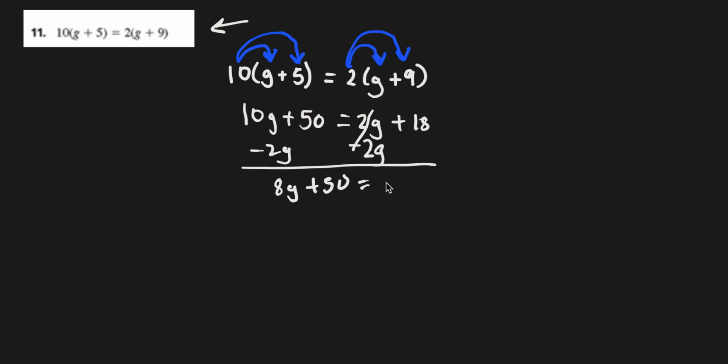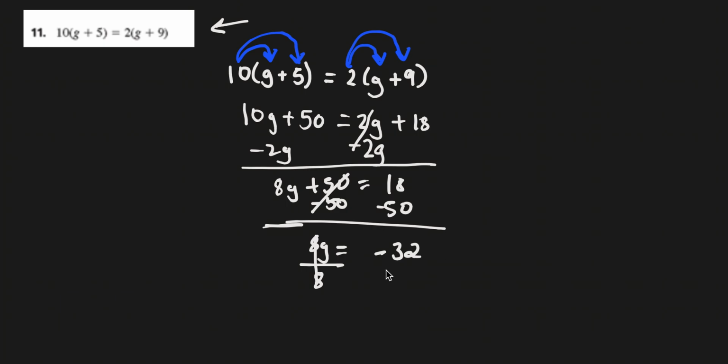I said but because we are going to have a negative here. When we subtract 50 from both sides, we actually do end up with a negative. So it's either getting a negative here or getting a negative later. So, it's the same thing. But here we have 18 minus 50. So this is going to be 8g is equal to, what's 18 minus 50? That's negative 32. And if I divide both sides by 8, g is equal to negative 4.